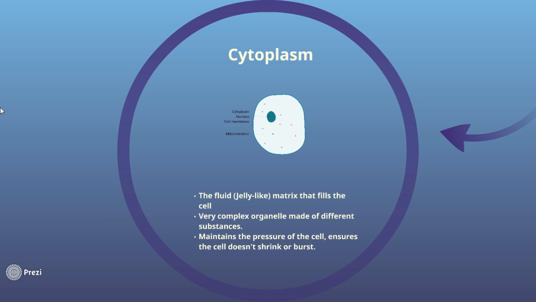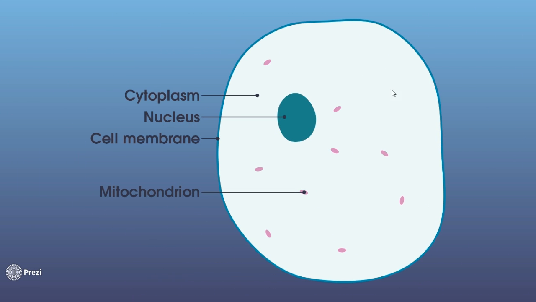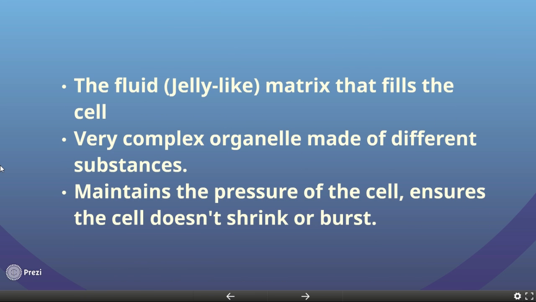Next is the cytoplasm. Cytoplasm is a fluid, jelly-like and also very complex substance that fills the cell. All the other cell organelles are suspended in this fluid matrix. The cytoplasm maintains the cell pressure and ensures it doesn't shrink or burst.